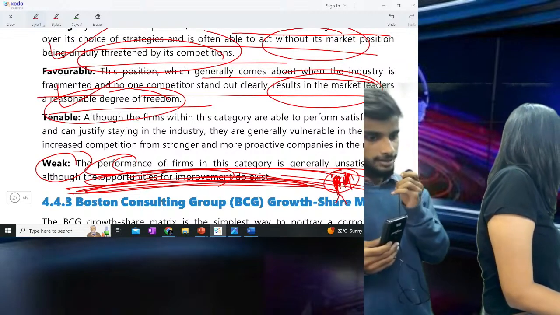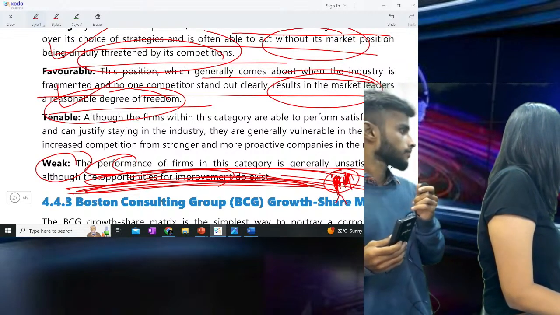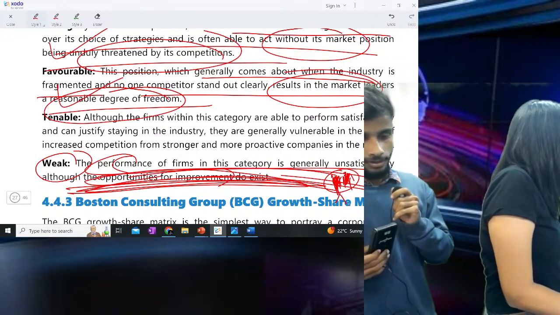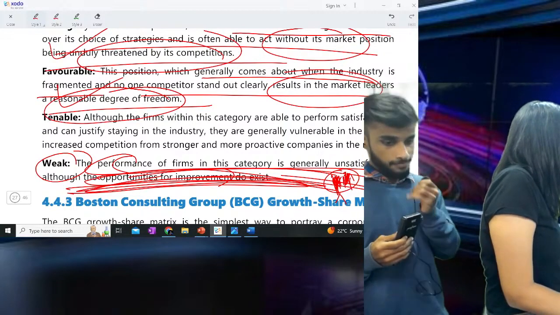Continue. In the face of increased competition from strong. There are so many strong people in the class. Mommy, I feel I should not come. Continue. And more proactive companies. Proactive companies are there every day.